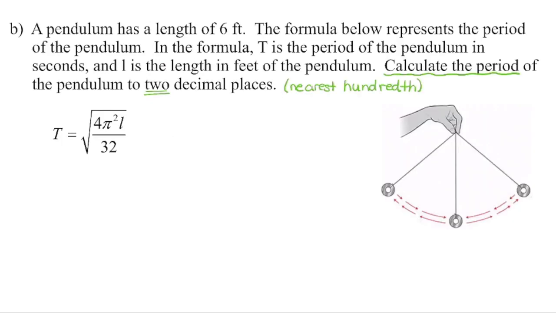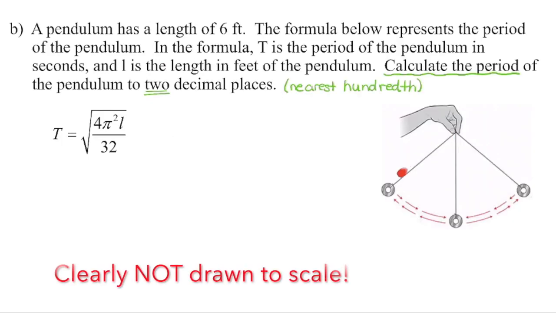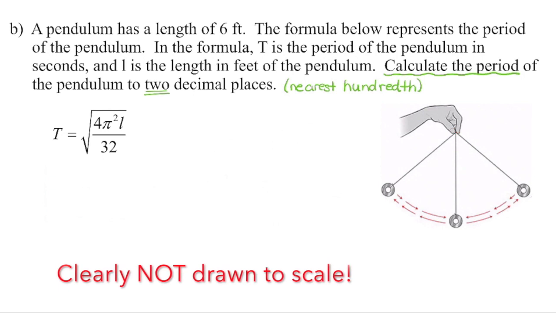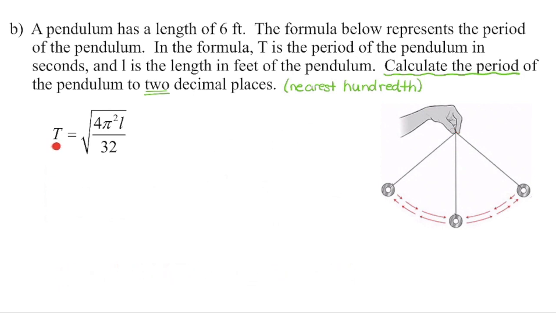centimeters. And in our last question, we have a pendulum. The length of that pendulum is 6 feet, and we have a formula to calculate the period of that pendulum. So the period is just the amount of time it takes to complete one full swing. So there and there, that's one full swing out and back.